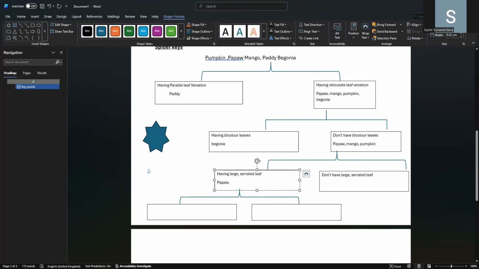the other one is pumpkin. Okay. Mango doesn't have serrated leaves. So here you will be remaining with papaya and pumpkin. How can you divide these two leaves? Already I have mentioned those are large leaves and also serrated leaves.